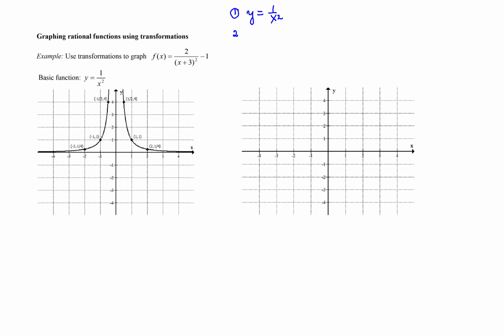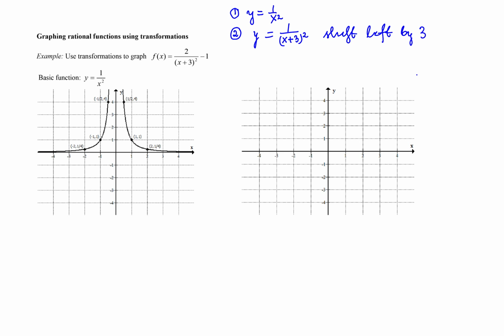The second in the sequence of transformations is the shift left or right, and therefore we are looking whether x is substituted with x plus something or x minus something. And here we have indeed, instead of x, we have x plus 3, squared, and that means that the transformation that will take us from graph 1 to graph 2 is the shift left by 3.